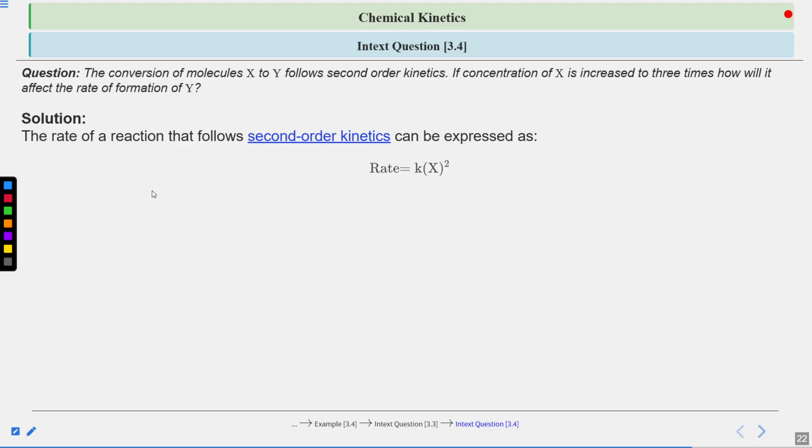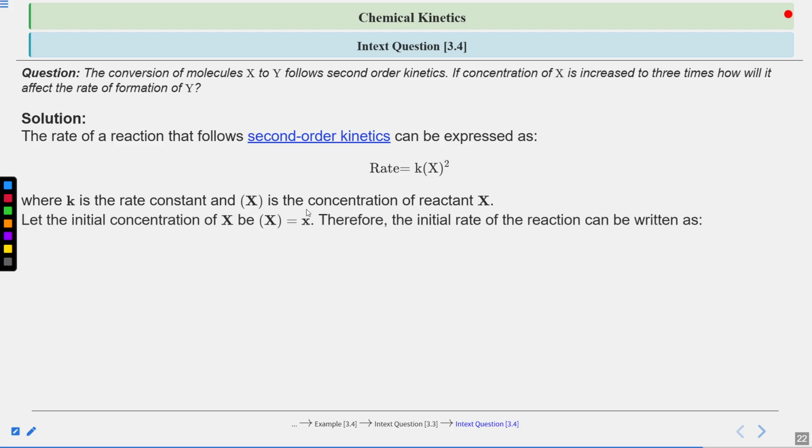As you know, the rate of a reaction which follows second order kinetics can be expressed as rate equals k times x to the power 2. X is representing the reactant of the reaction. 2 is representing that the conversion of X to Y is second order kinetics. So this is the rate expression or rate law. Now k here is representing the rate constant, and x is representing the concentration of the reactant X present in the reaction.